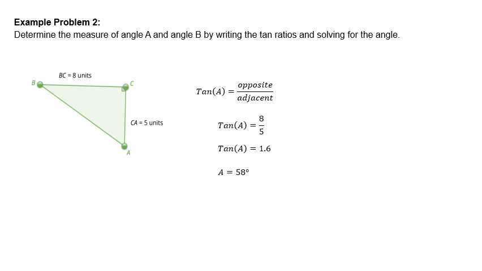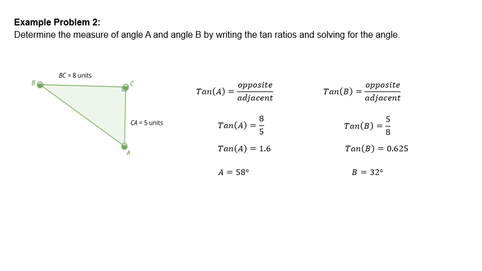Okay, so tan of B is opposite over adjacent, but this time my opposite side for angle B is 5, and my adjacent side is 8. So my ratio would be 5 over 8. I can convert that into a decimal to make it easier to work with, and I get that the tan of angle B is 0.625. If I use that second or shift button on my calculator, I get that angle B is 32 degrees.